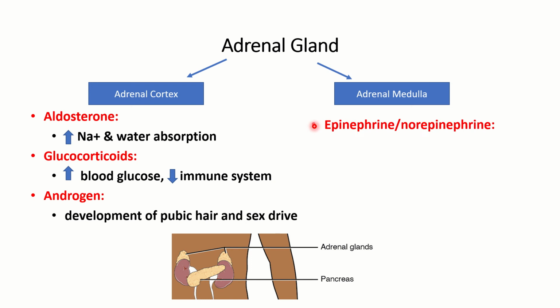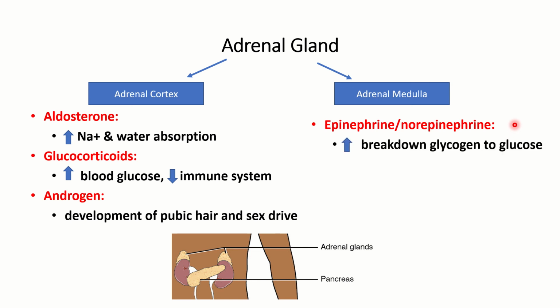The adrenal medulla secretes epinephrine and norepinephrine. Norepinephrine is also released from nerves, but here epinephrine and norepinephrine are released from the adrenal medulla, go to the blood, and then go everywhere in the body. And if the cells have receptors, then they respond to this.